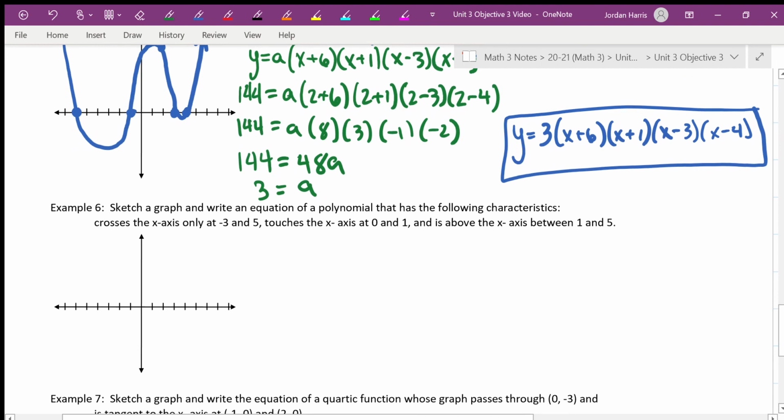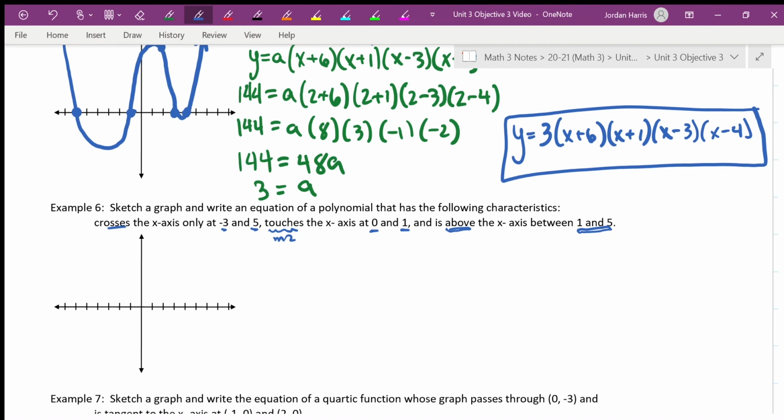Example 6. Okay, sketch a graph and write an equation of a polynomial that has the following characteristics. It crosses, so that's multiplicity of 1, at negative 3 and 5. It touches, so remember that's multiplicity of 2. It's going to touch or bounce at 0 and 1. And is above the x-axis between 1 and 5. So between my x values of 1 and 5, I have to be above the x-axis. So I'm just going to put a point when I get there, above. It doesn't really matter. It doesn't say where exactly, but it needs to be above.